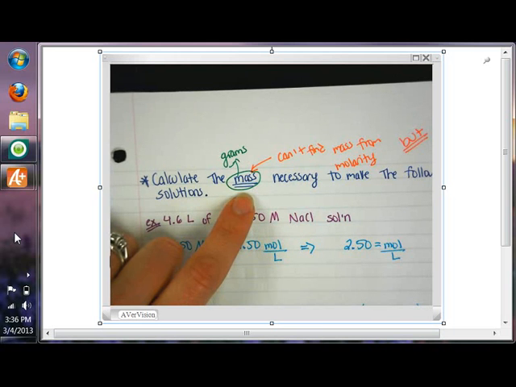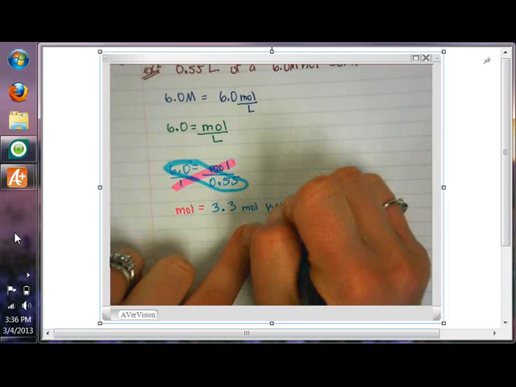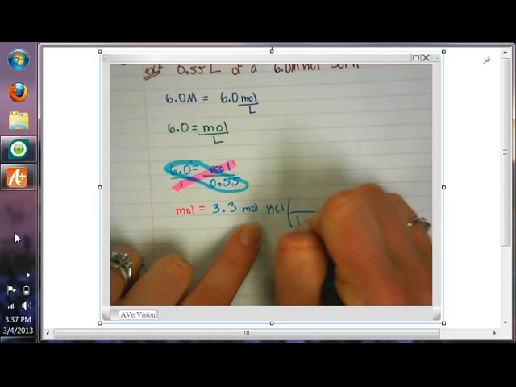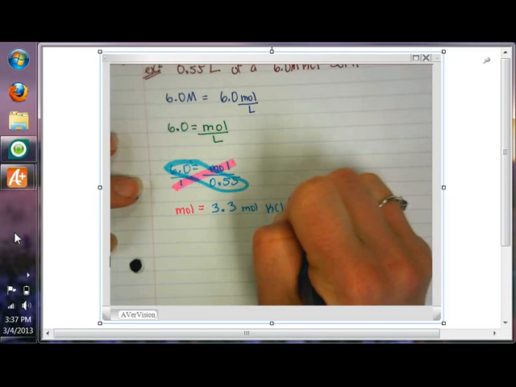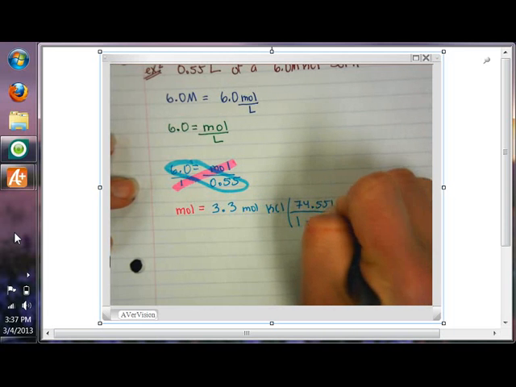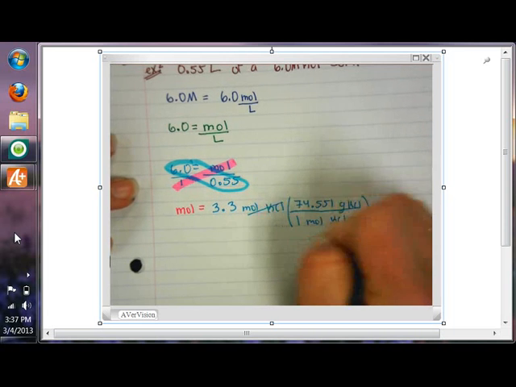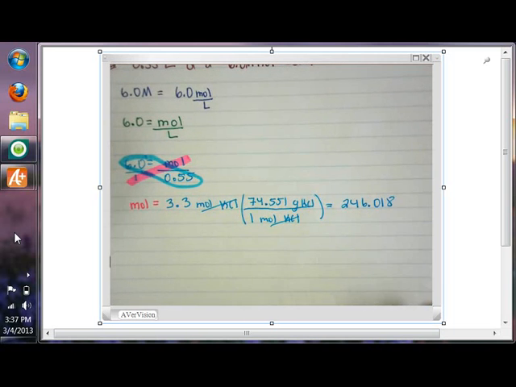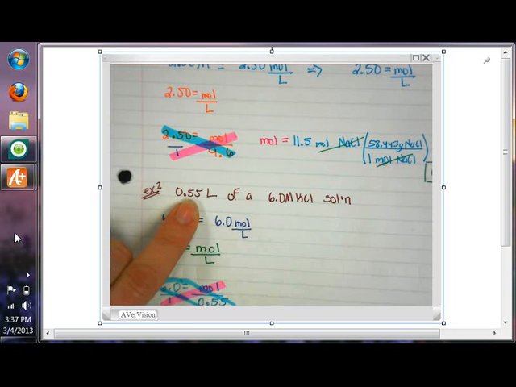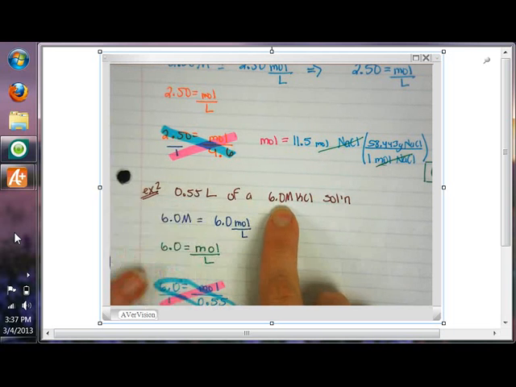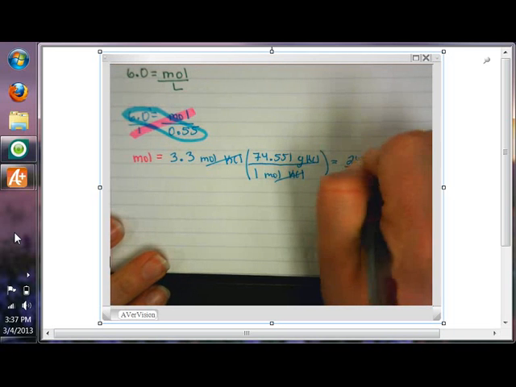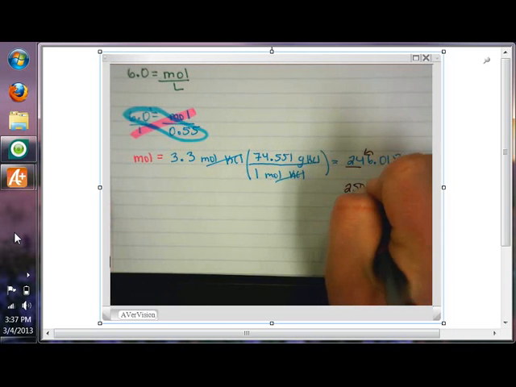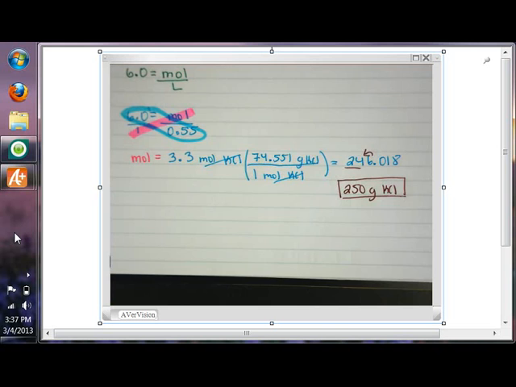So once again, they asked for the mass, so I'm going to convert my answer from moles to grams. So they give me moles, going to go to grams. So for every 1 mole of potassium chloride, there's 74.551 grams of KCl. Type that into your calculator, it spits out 246.018. Sig figs, 2 sig figs, answer has 2 sig figs. So your final answer is 250 grams of potassium chloride, KCl.